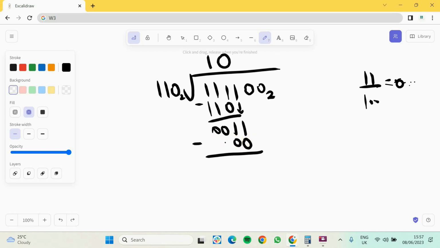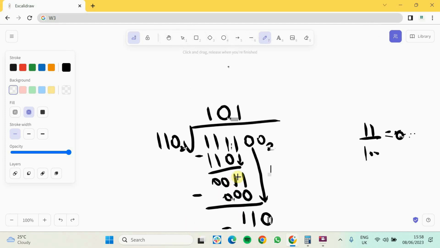Or you can say 0, 0, 0. See the same thing. 1 minus 1 is 0, right? Next, we'll bring in the next value, which is what? 0. So 110 divided by 110, of course, that's going to give me 1, right? 1 times 110 is going to give me 110, right? So let's subtract. 0, 0, 0, right?